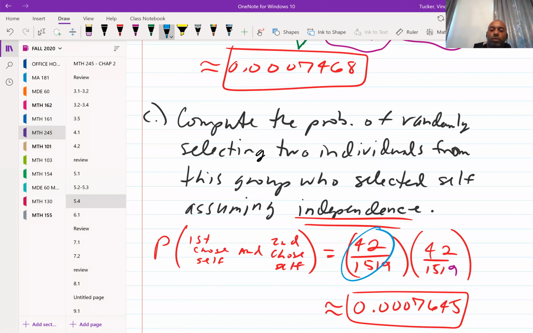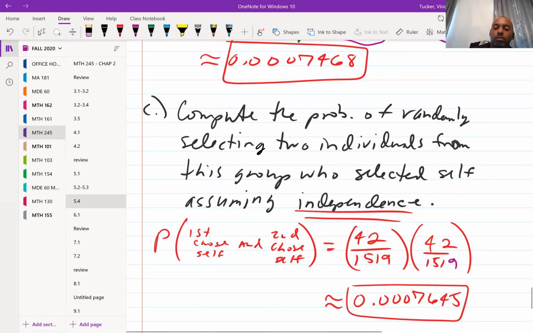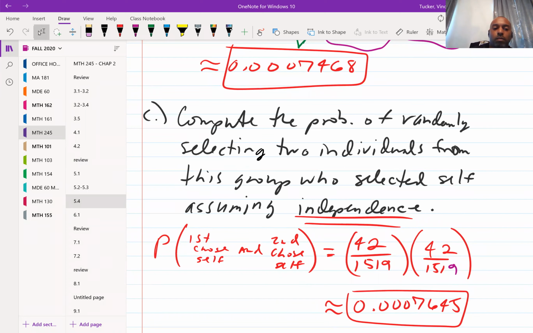So we know the first one is 42 over 1519. But if the other one is not affected by what happens in the first probability, that one would be 42 over 1519 as well. It would have the same probability because nothing would change it. And so then you would just multiply those two together, and that'd be 0.007645 as your probability. All right. Any problems? Any problems? Questions?